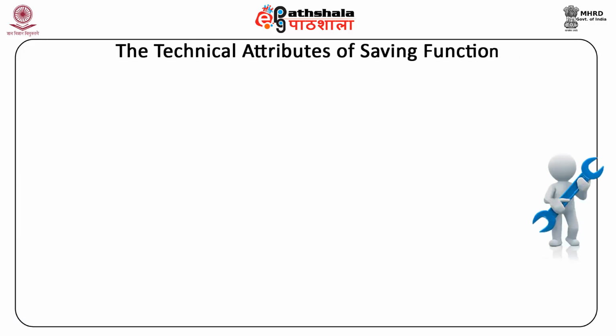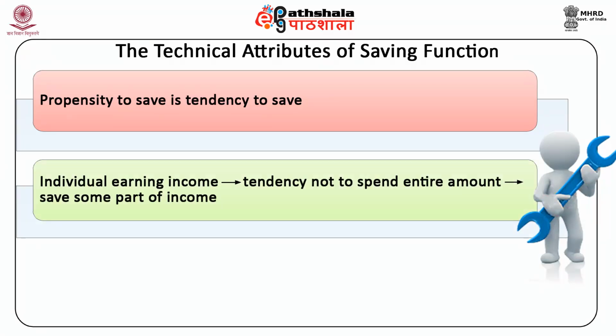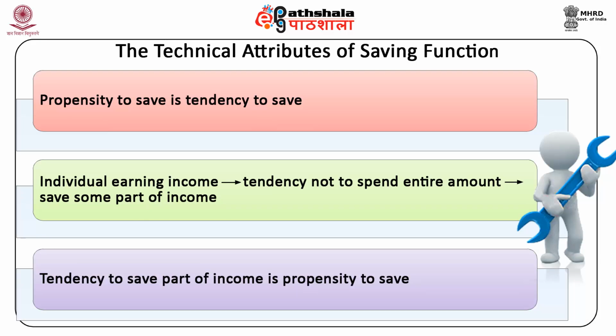In simple words, the propensity to save is nothing but a tendency to save. Every individual who earns income has a tendency not to spend the entire amount but to save some part of that income. This tendency to save part of the income is the propensity to save.